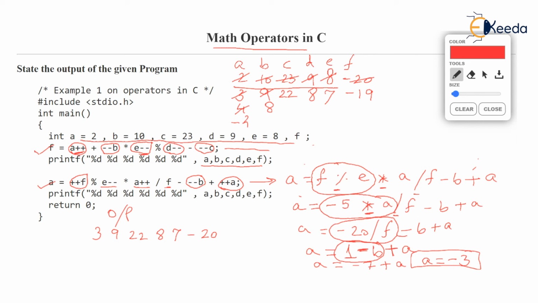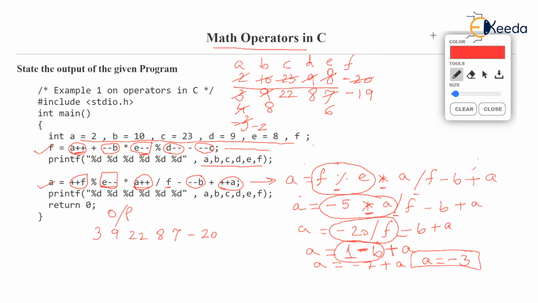But that's not the end of it. Some postfix operators are pending. Check where the cursor places. e minus minus must be done now, so e will decrease by 1. e will become 6. Also a plus plus, check the cursor place, a plus plus should be done. So a will increase. a was minus 3. Now if you increase this, a will become minus 2. Also, I hope there are no more postfix operators.